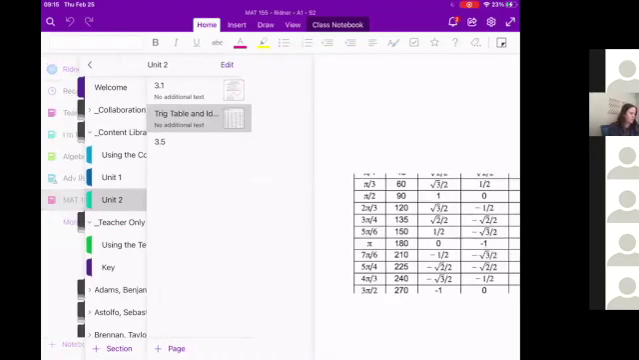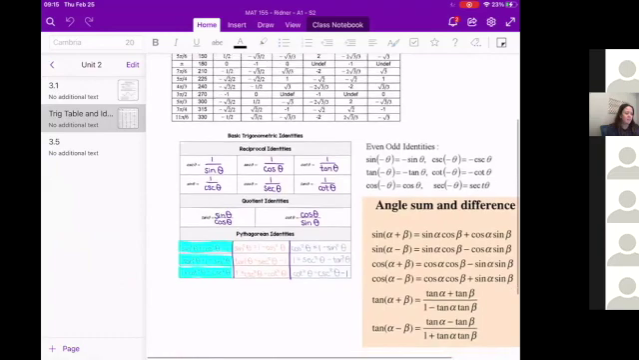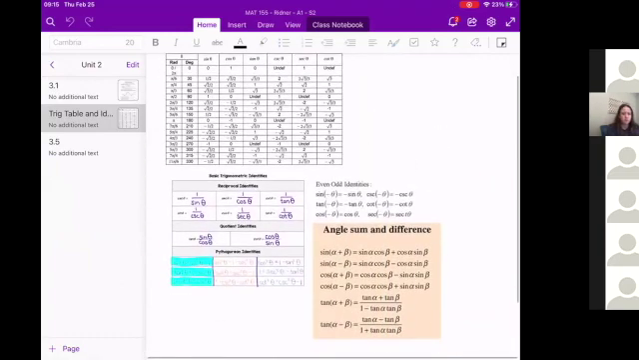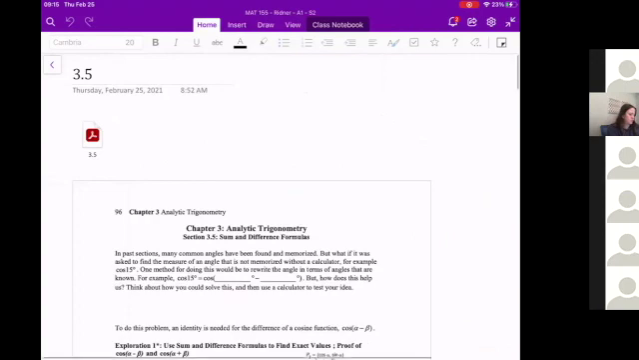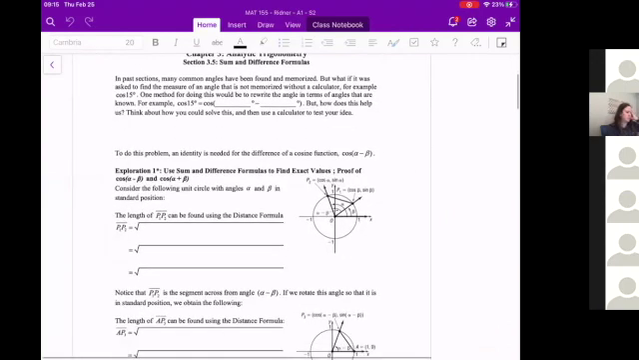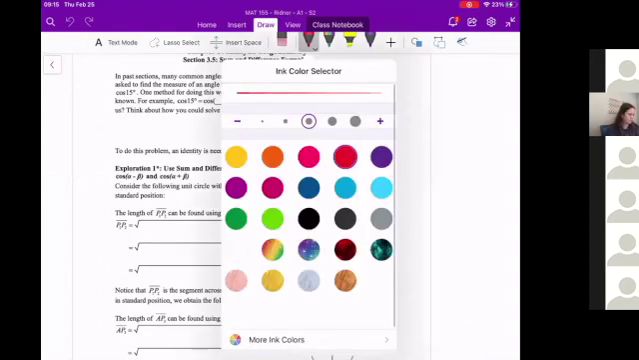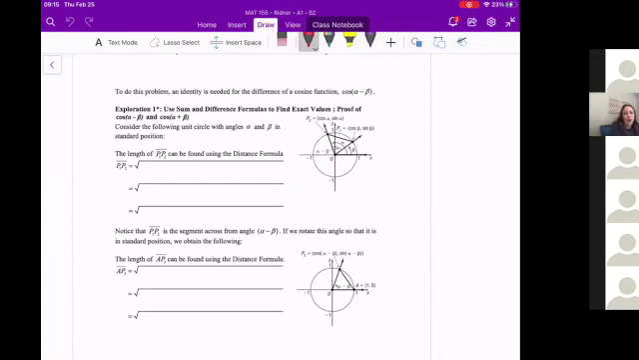All right, so in the trig table, I have added the sum and difference formulas so that they're all on one page. But our notes are actually right there under 3.5. I'm not going to go over these exactly because I don't feel like it's all necessary. This is a discovery on how, so it's the proof of.